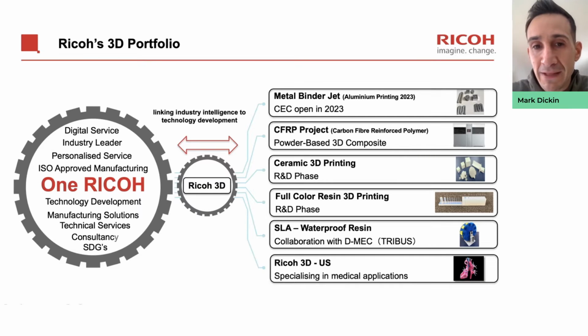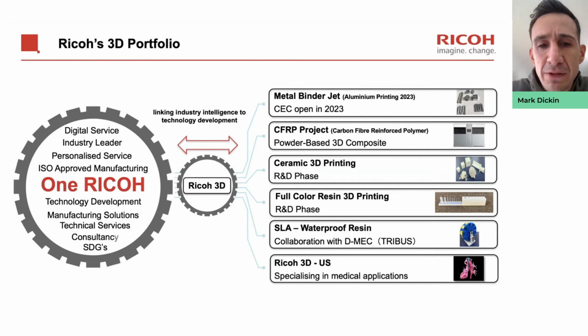We also have a powder-based 3D composite process that we're working on, looking at conductive printing, etc., and high performance applications. In a process that's very similar to the metal binder jetting, we have a ceramic 3D printing project, looking at geothermal and high temperature applications. We also have a full color resin 3D printing initiative, initially focused around the dental industry, but we're also looking at different applications there for high detail and high accuracy component manufacture.